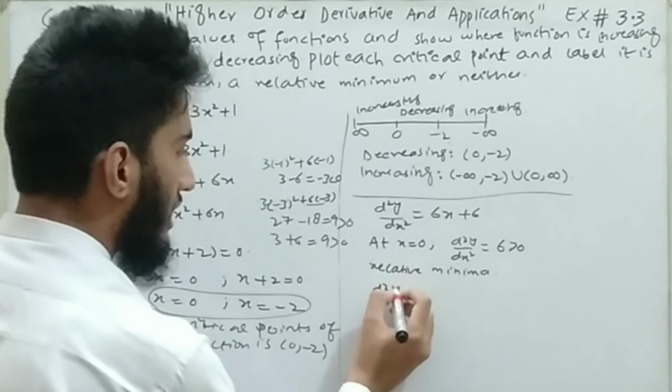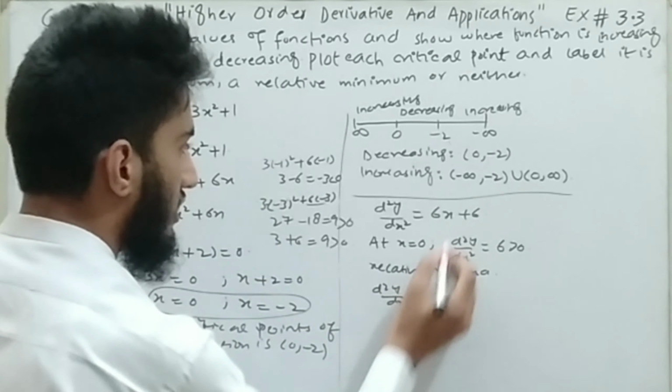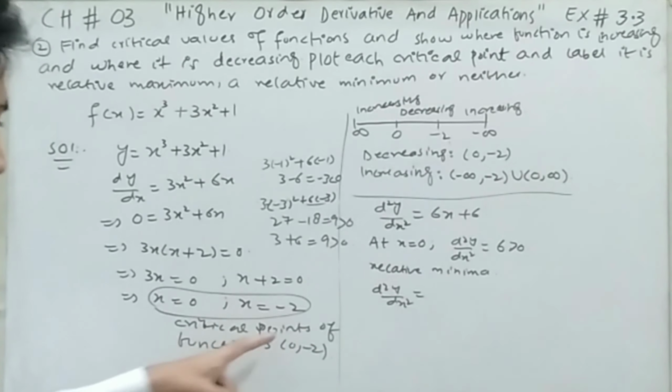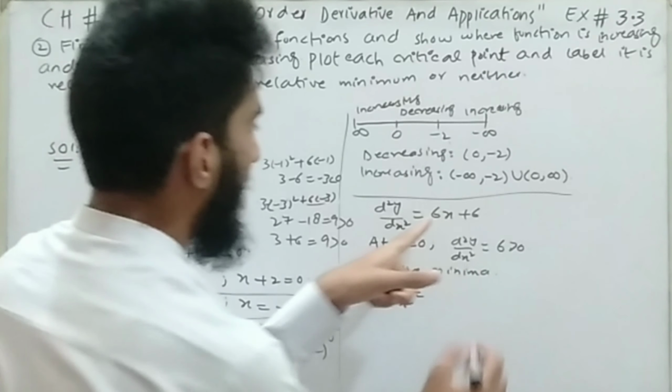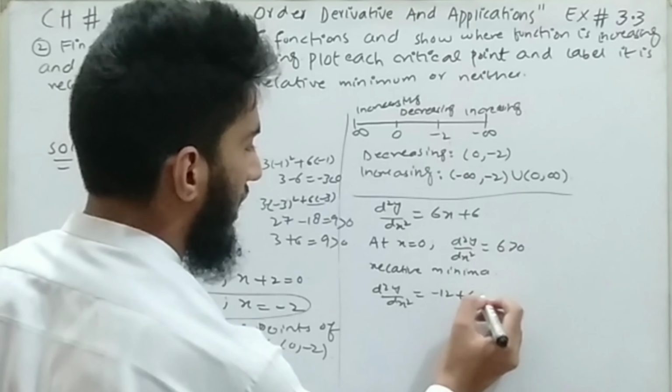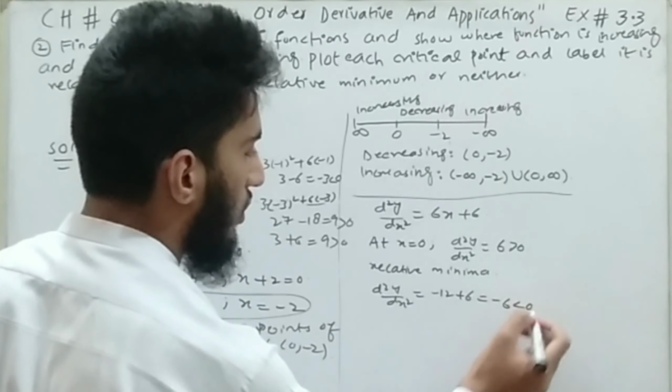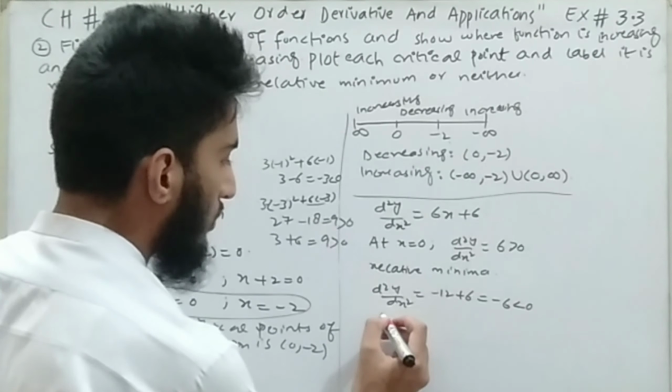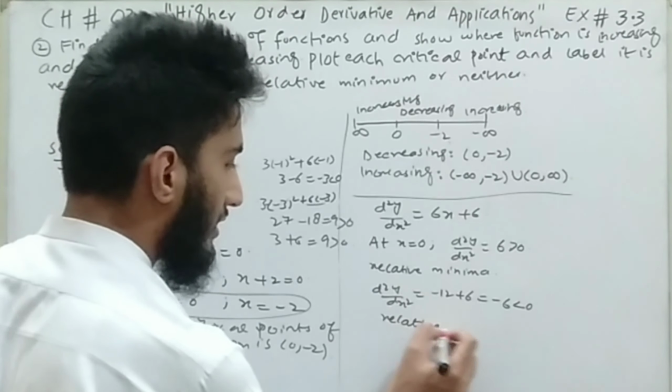Now taking again d square y by dx square, which is equal to 6x plus 6. So putting x is equal to minus 2, it becomes minus 2 into 6 gives us minus 12 plus 6. As the result is minus 6, which is less than 0, when the result is less than 0, there will be a relative maxima.